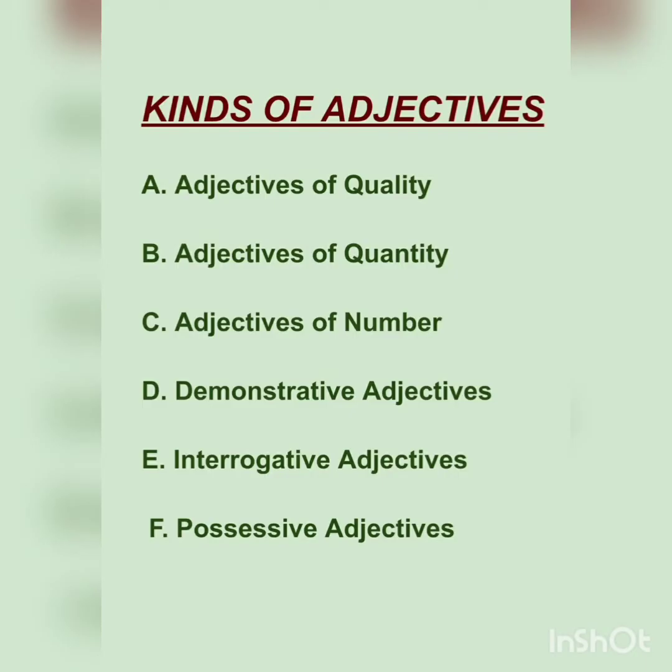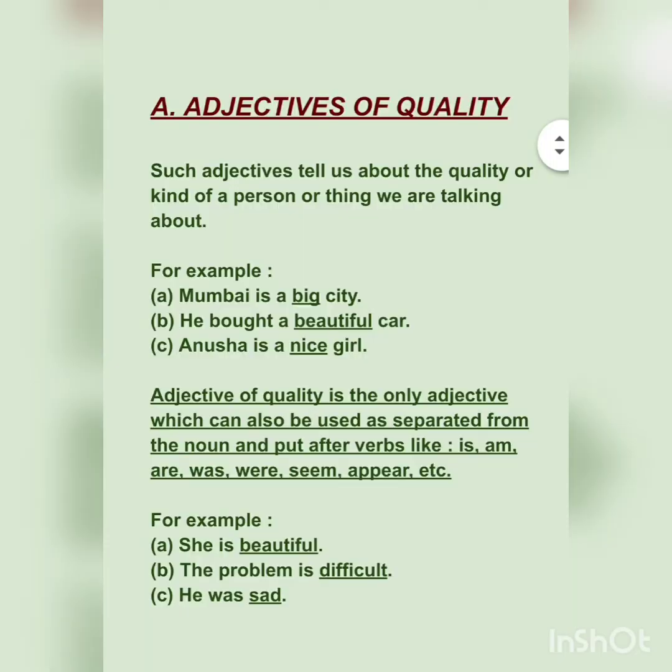Now let's come to the kinds of adjectives. Children, there are 6 kinds of adjectives. The very first is adjective of quality, the next is adjective of quantity, adjective of number, demonstrative adjective, possessive adjective, and the last is interrogative adjectives. The first is adjective of quality.